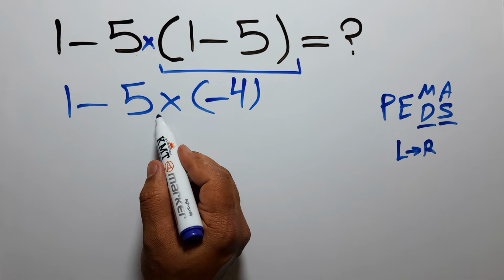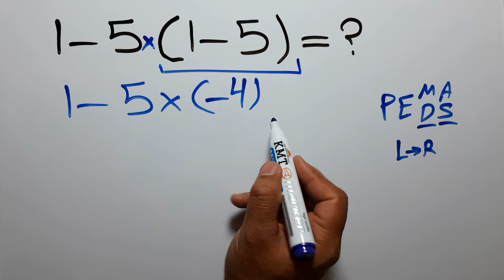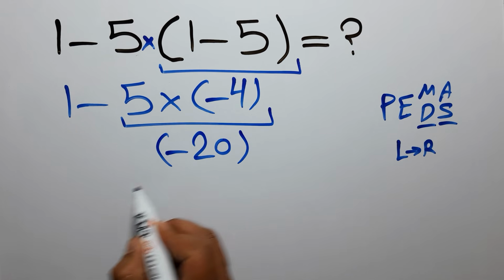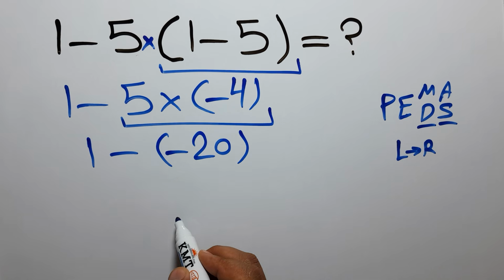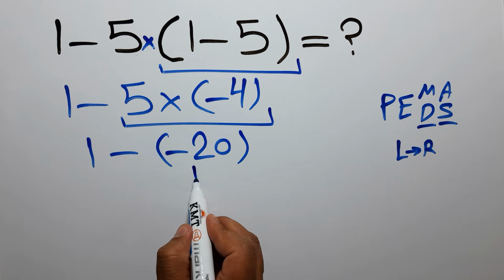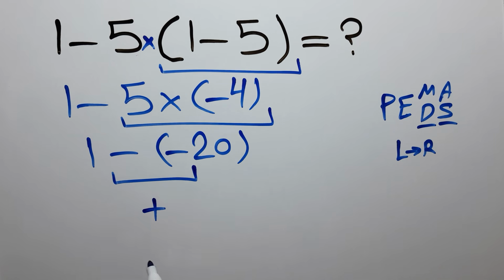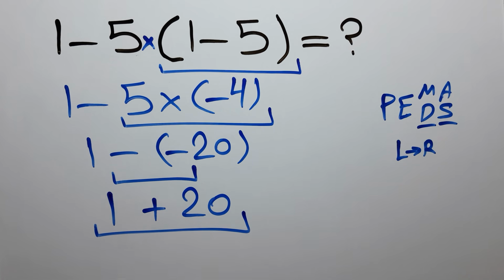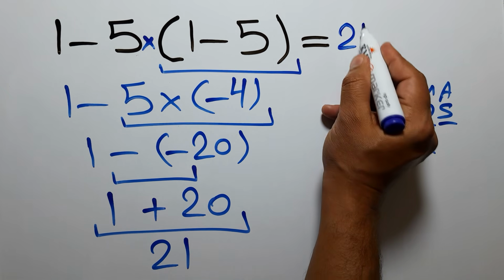So here first we have to do this multiplication. 5 times negative 4 gives us negative 20. So we have 1 minus negative 20. Now negative times negative gives us positive. So we have 1 plus 20, which equals 21. And this is our final answer to this problem. The correct answer is 21.